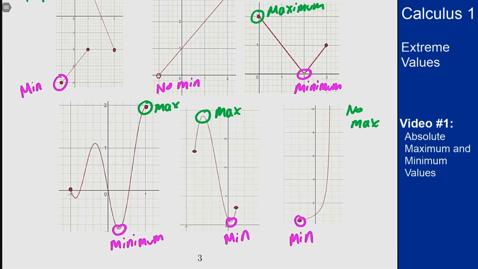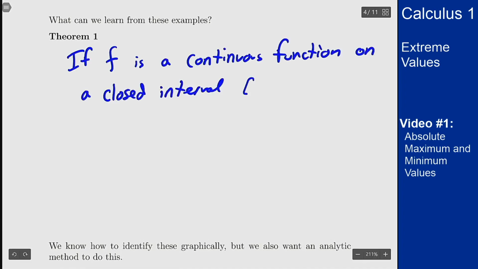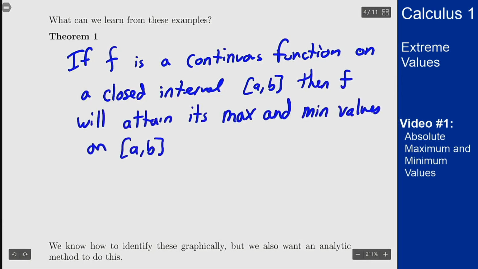The key thing to take away here is that not all functions have maxes and mins on every interval. There are certain conditions that have to be met to make that happen. If you scroll back through those examples, you'll see what those conditions might be. The theorem we get out of this is the following. If f is a continuous function on a closed interval, say from a to b, then f will attain its max and min values on this interval. By that I mean there is a point c such that f of c is the biggest on the interval, and there is a point d such that f of d is the smallest on that interval.